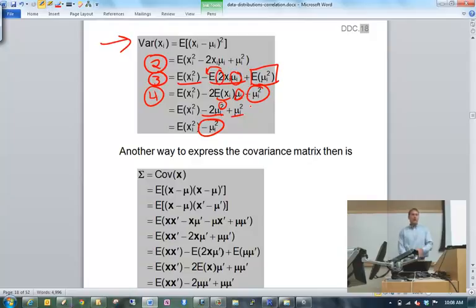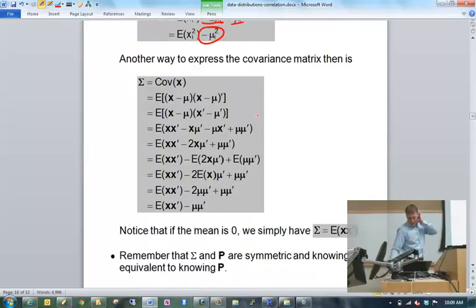So another way that you should have seen before to express the variance of x sub i in terms of expectations is the expected value of x sub i squared minus mu sub i squared. Well, let's apply the same concept now to working with a covariance matrix. So again, it's just symbols.